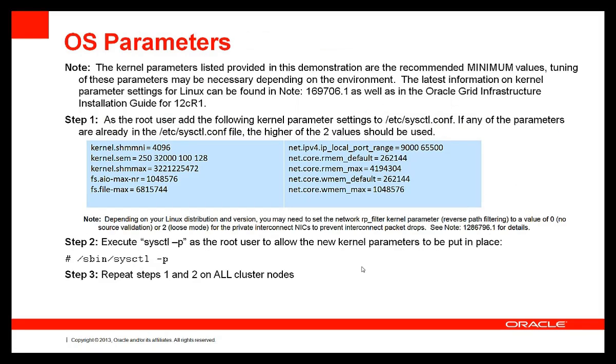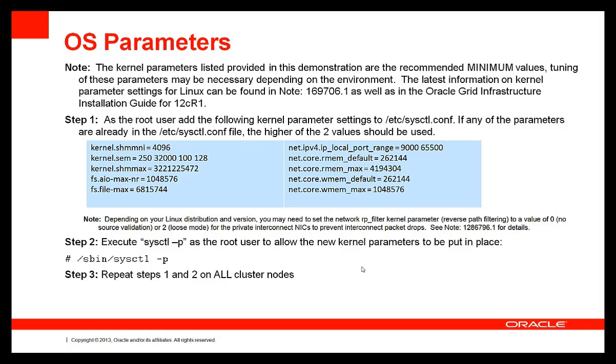So the kernel parameters listed here in this demonstration are the recommended minimum values. Tuning of these parameters may be necessary depending on the environment. The latest information on grid infrastructure parameter settings for Linux can be found in Note 169706.1 as well as in the Oracle Grid Infrastructure Installation Guide for 12cR1. So all the steps here are obviously going to be performed as the root user when making system configuration changes.